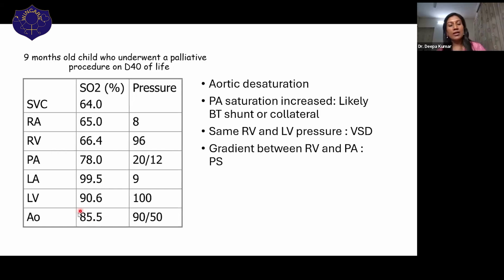You have reduced pulmonary blood flow. Aortic saturation is 85%. Now you see, is there any step up anywhere? SVC saturation is 64. There is no step up at RA. There is no step up at RV. But there is a step up at PA. So you already have a clue that the child has undergone a palliative procedure on day 40 of life. Then you have a step down from LA to LV. So what could be happening? From LA to LV, there is a step down.